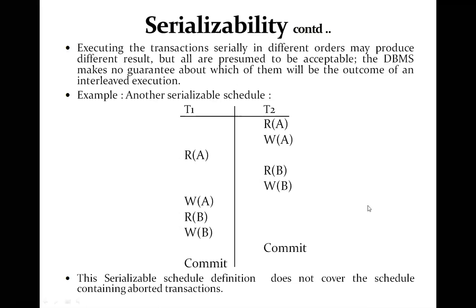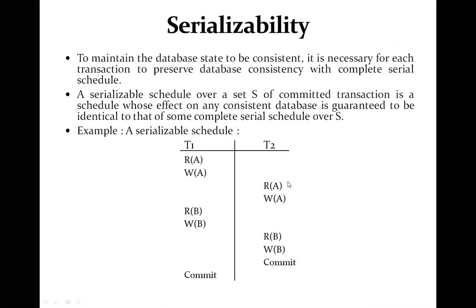So we can go with another example. And this schedule is also a serializable schedule. Of course, it is a little bit different, but it is a valid one. Here, in this T2 transaction, first reading of A, then writing of A, then reading of A in T1, then reading of B and writing of B, then writing of A and reading of B and writing of B, and commit and commit. So this example can be interleaved as shown by this example.